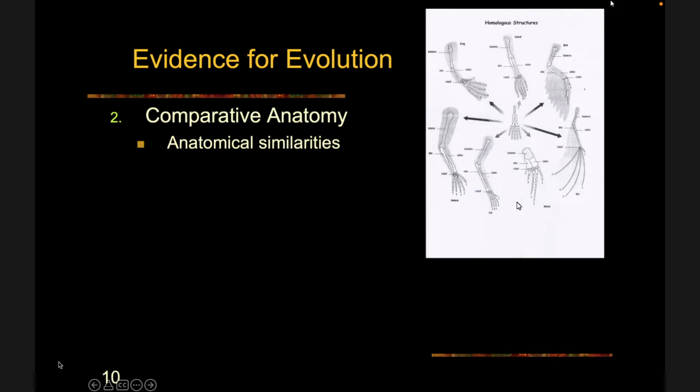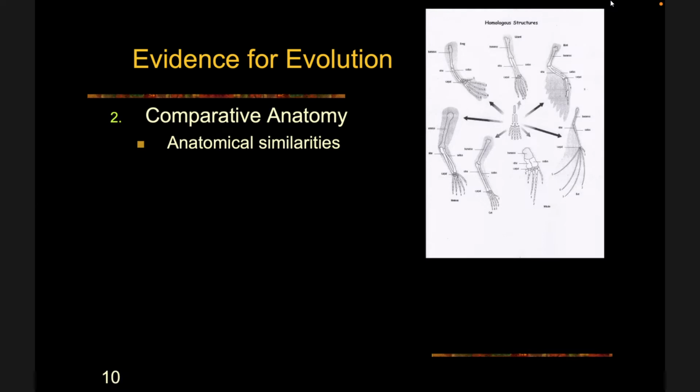all these forelimbs are being used for different functions. Humans, we use our forelimbs, we don't walk on our hands. We use them to grasp and manipulate things, whereas cats and frogs use them for walking. Birds use the forelimbs for flight. Whales use the forelimbs for swimming.